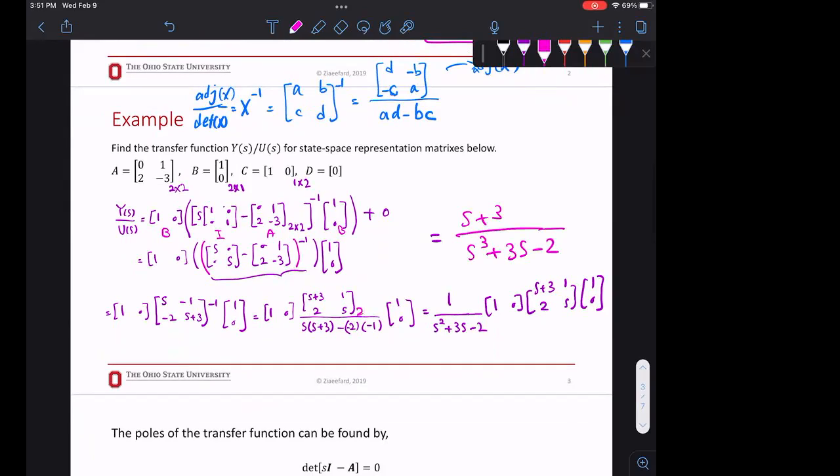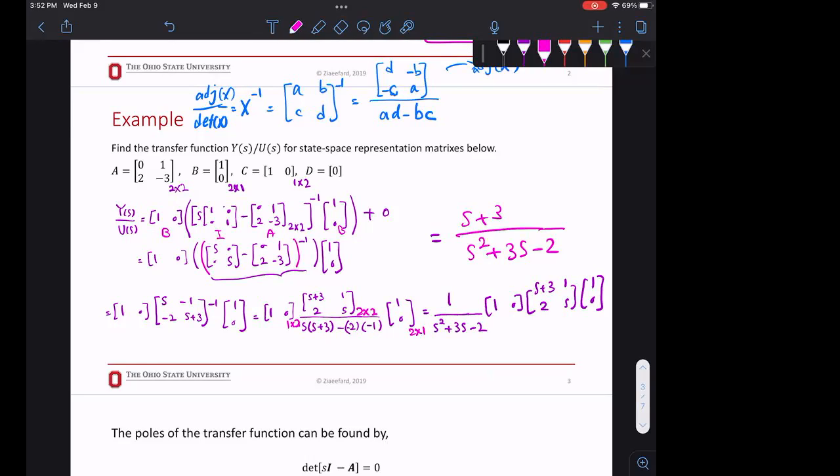So this is mathematically doable: 1 by 2 times 2 by 2 times 2 by 1. Answer to your question: that's how you find the dimensionality of that. And this is our transfer function. Numerator S plus 3, denominator S squared plus 3S minus 2. It's squared, not cubed. Before you kill me, yes, I saw that in your eyes. Okay, so that's your transfer function.